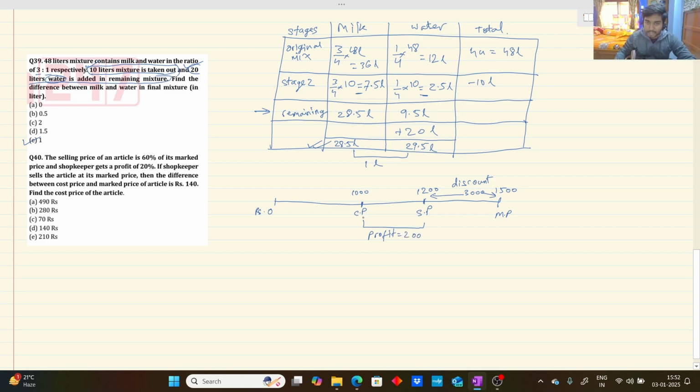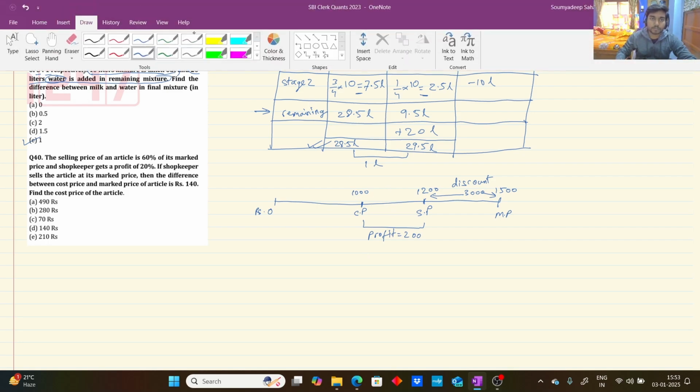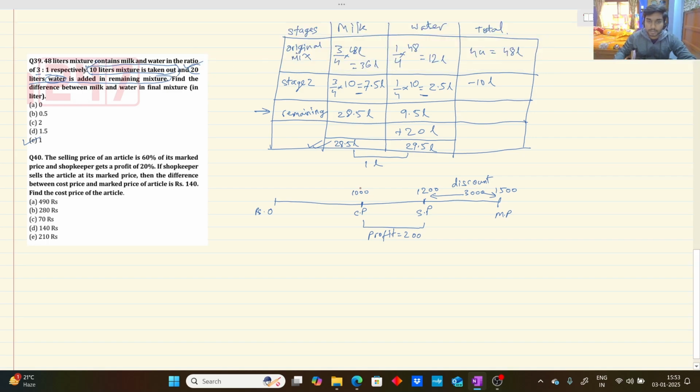That's right. Hence, profit is always calculated on cost price, and discount is always calculated from marked price, right? So this is the concept.